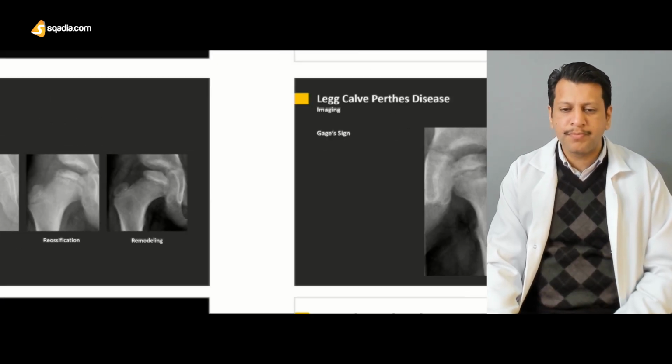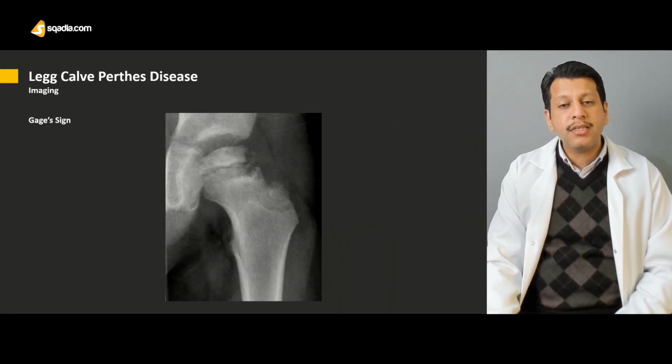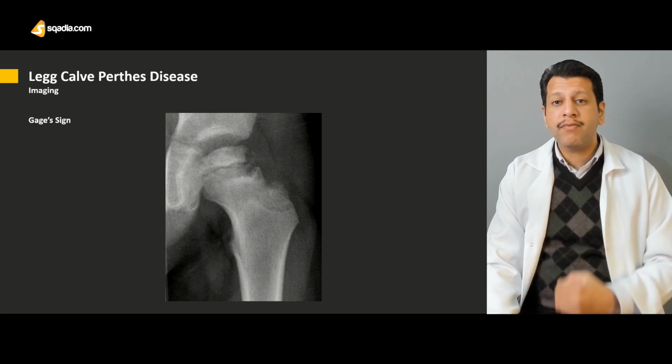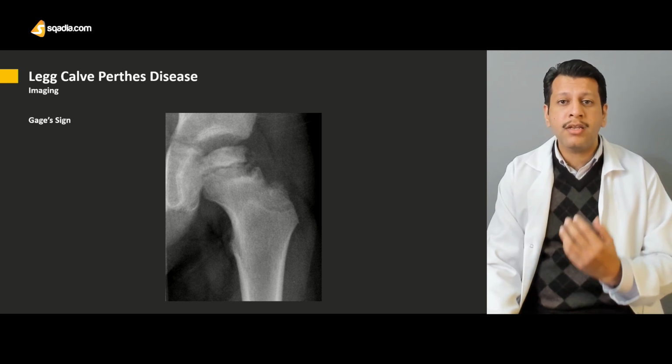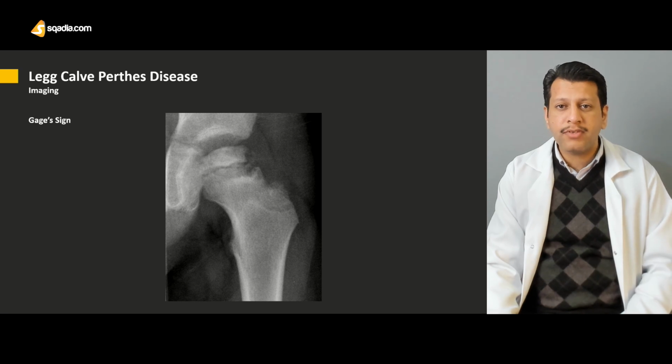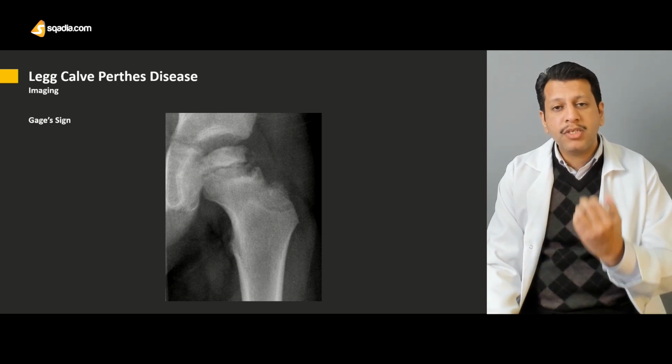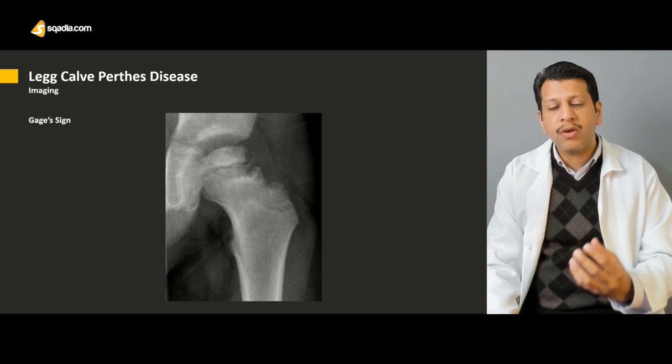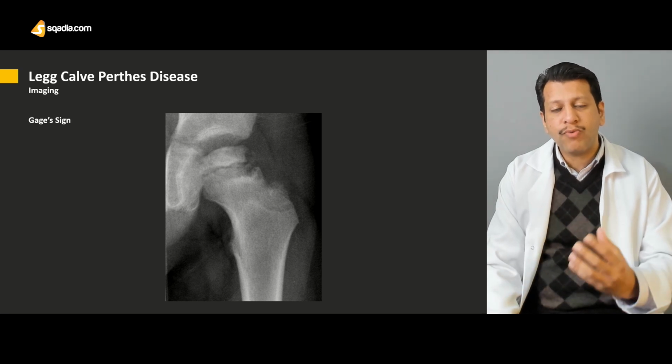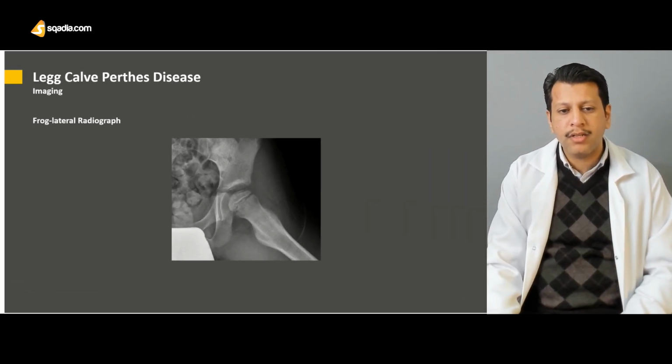of LCPD. We'll be discussing different signs such as metaphyseal cysts, the cage sign, and then vertical epiphysis as well. And I will briefly explain on the X-ray what to look for and what actually the gage sign is, and what to look for in other signs of LCPD as well.